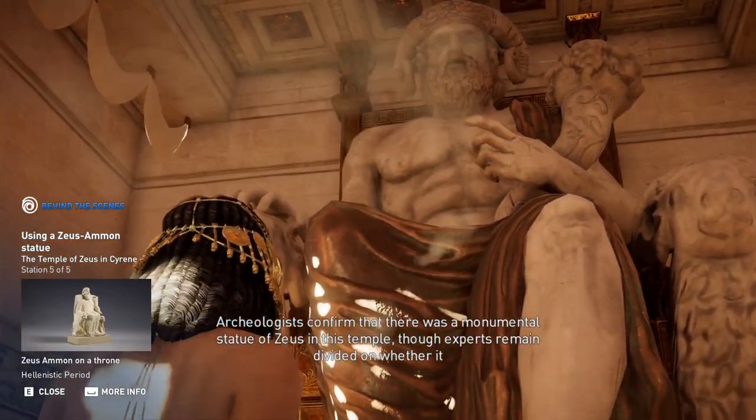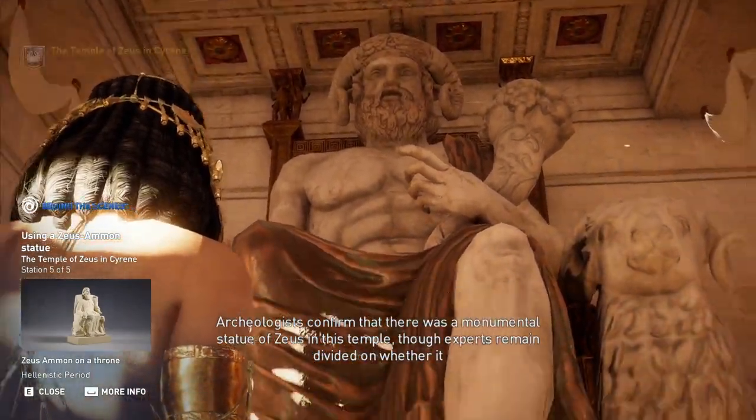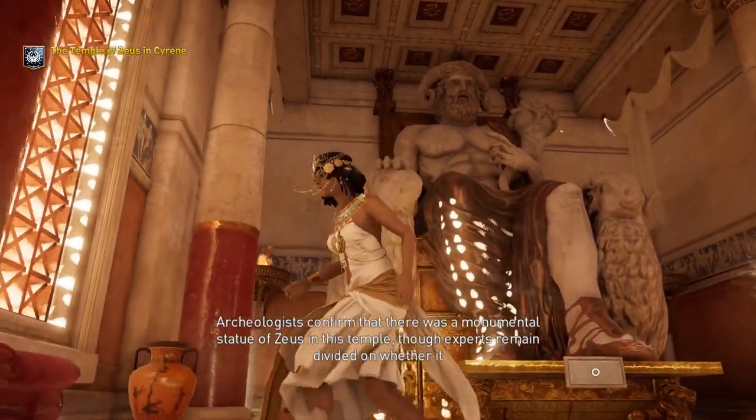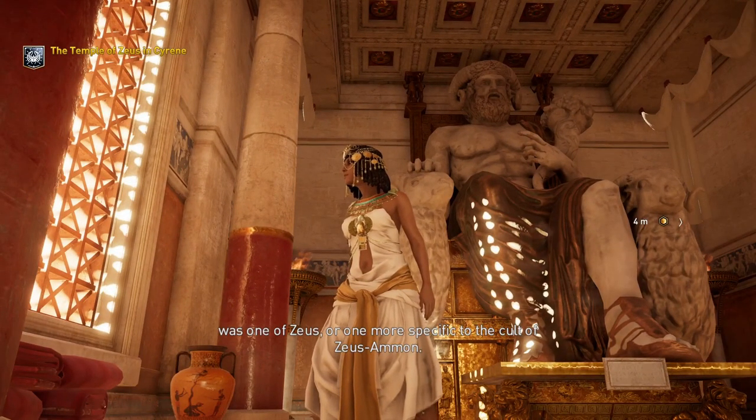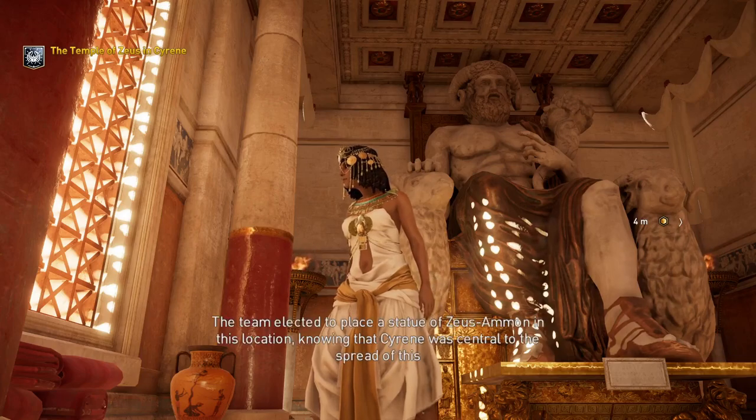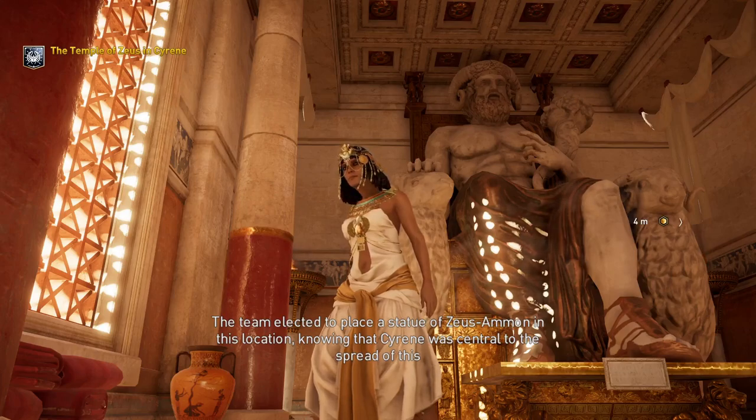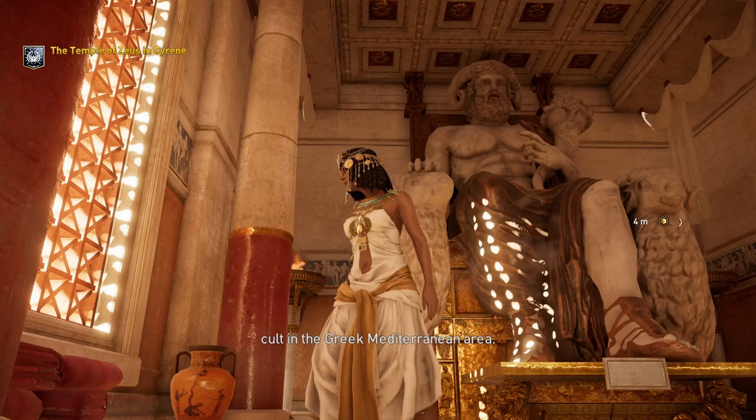Archaeologists confirmed that there was a monumental statue of Zeus in this temple, though experts remain divided on whether it was one of Zeus or one more specific to the cult of Zeus Ammon. The team elected to place a statue of Zeus Ammon in this location, knowing that Cyrene was central to the spread of this cult in the Greek Mediterranean area.